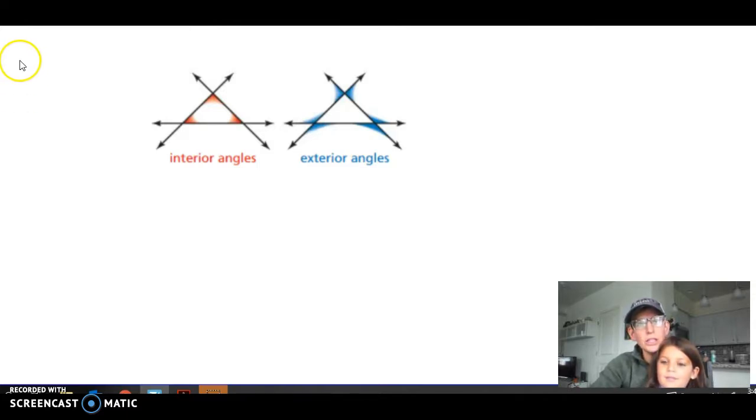So we just talked about the interior angles. It's highlighted in red in this picture, and we've done that a lot before, so that wasn't too bad. Now we're going to look at exterior angles, what's highlighted in blue on this picture.